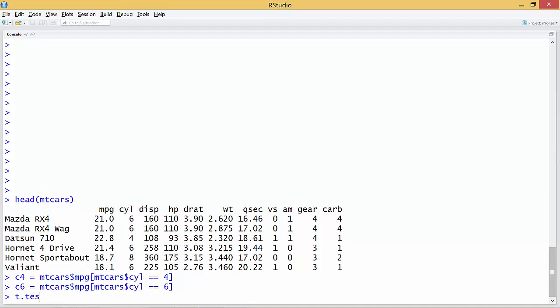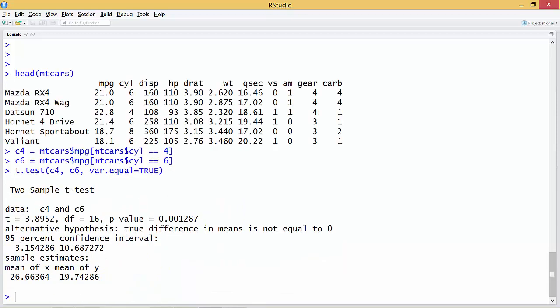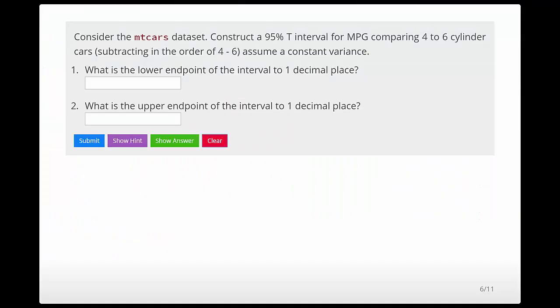Okay, now we want t.test of C4 and C6, and I want var.equal as TRUE because the problem specified an equal variance test. And there you see it's 3.15 to 10.69. Okay, so let's put it in. We want 3.15 to 10.69. Submit. There we go.